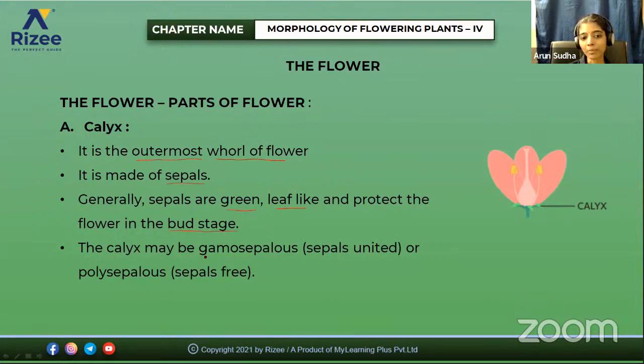But the calyx may be either gamosepalous or polysepalous. So what do you mean by these terms? Gamo means if the sepals are united, that is, if they stay together, then the condition is gamosepalous. If the sepals are free, then it is called polysepalous. So the calyx may be either gamosepalous or polysepalous.